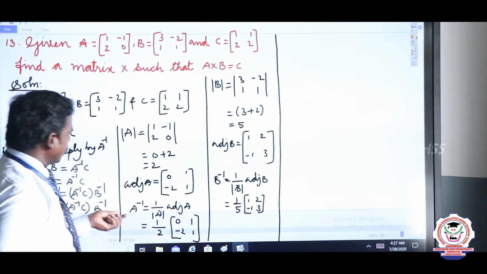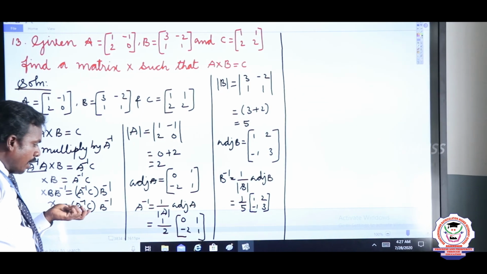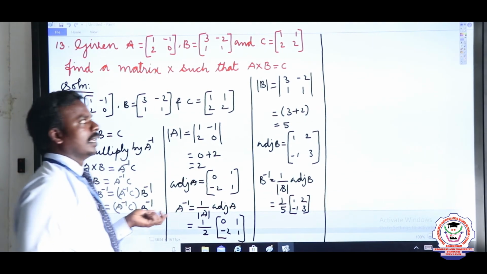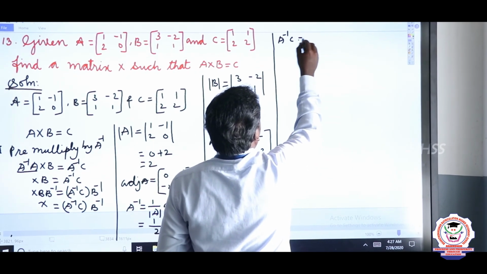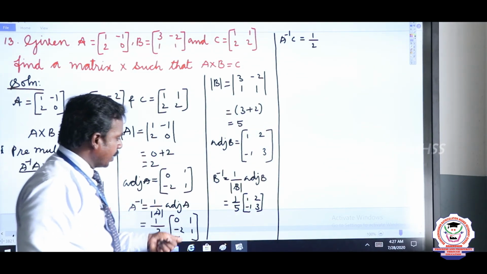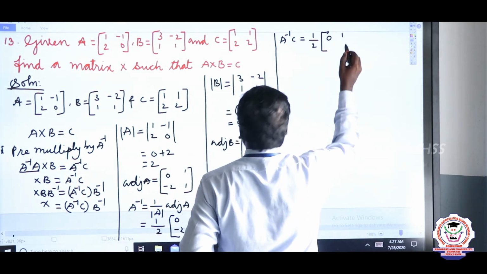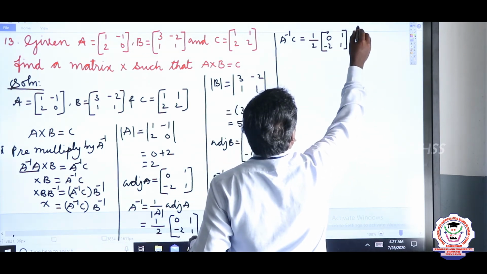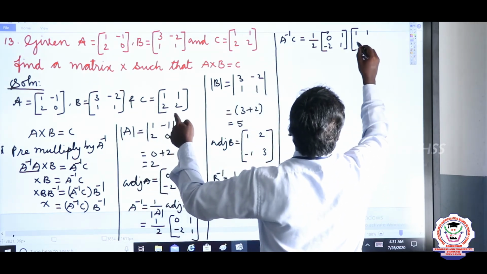In the next step, to find the X matrix, first we have to find A inverse into C, then multiply this matrix with B inverse. So, first I am going to find A inverse into C. What is A inverse? That is 1 by 2 into the matrix 0, 1, minus 2, 1, into the C matrix. From the given question, C is 1, 1, 2, 2.